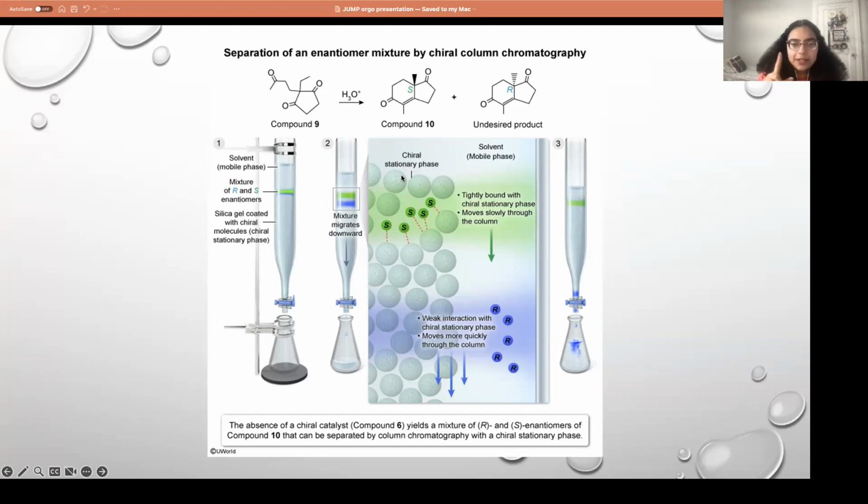In the zoom in, you can see the solvent is your mobile phase, but your stationary phase is chiral. Then things move slower down, like the S's are stuck up, whereas the R's move a lot faster. You can see the actual example of the compound they were using, but one will elute faster than the other based on what you use for your phase.